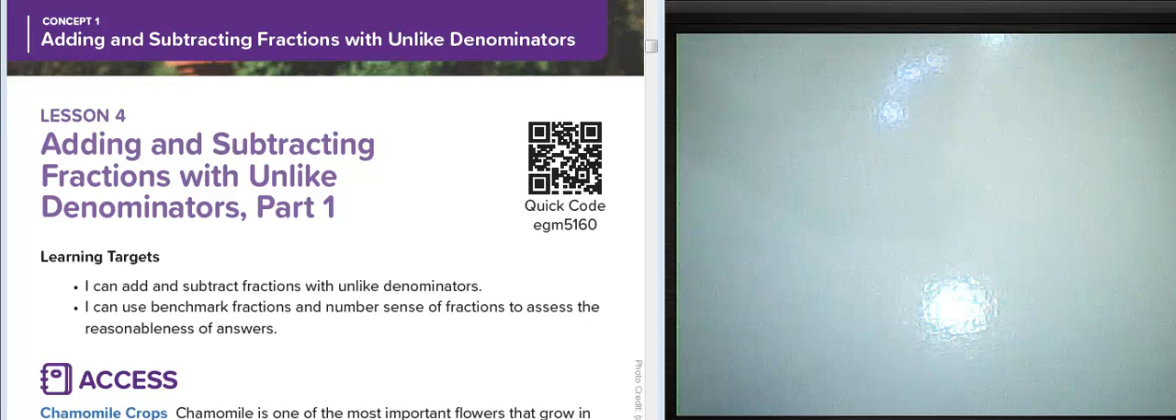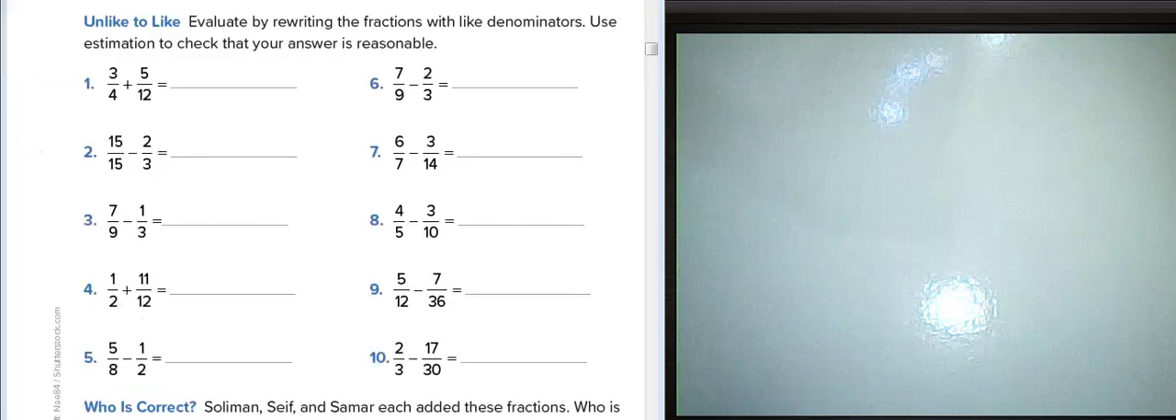Students, how are you? Today we will solve a lot of questions about adding and subtracting fractions with unlike denominators, part 1. Unlike to like: evaluate by rewriting the fractions with like denominators. Use estimation to check that your answer is reasonable.